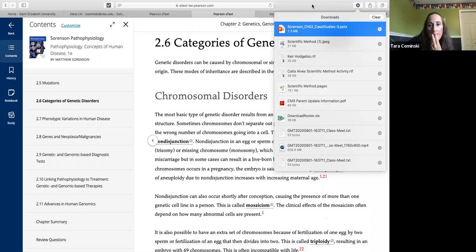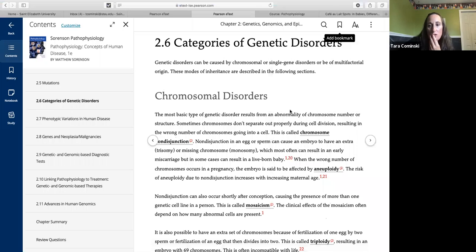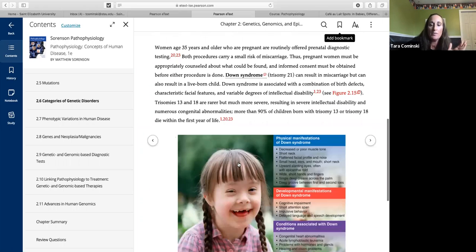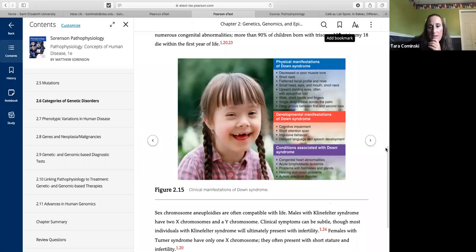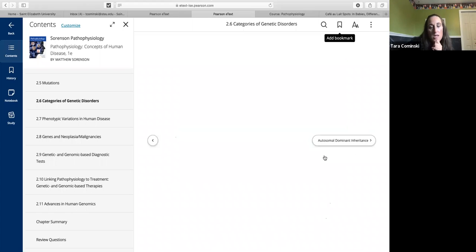If we look at this, I just want to show you this e-text here. You have to subscribe to the MyLab part of it. But if you're in the textbook e-text, you can see all the figures and read everything that's in there. It's a little slow.